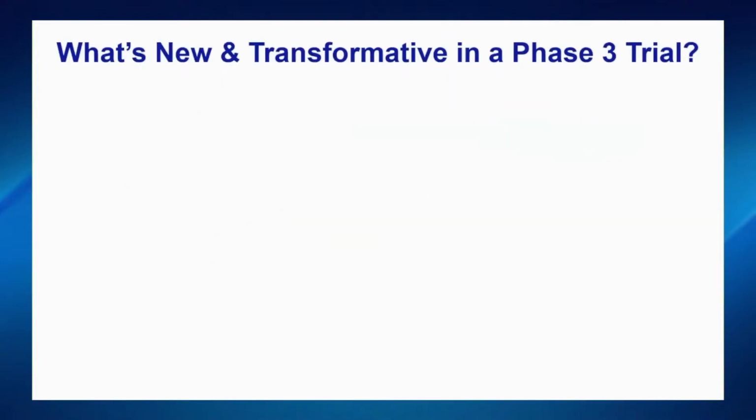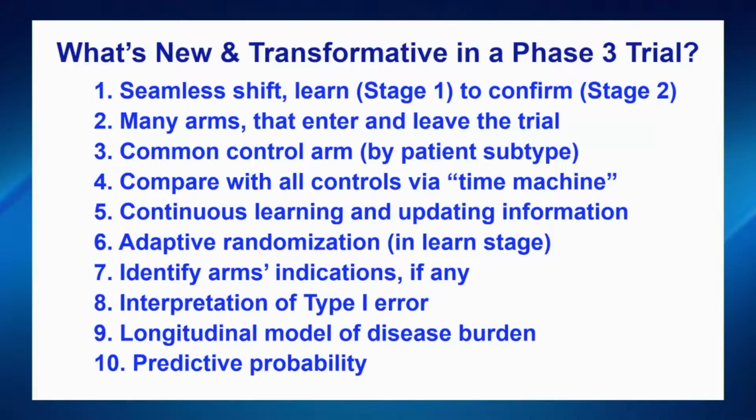So GBM Agile. What's new and transformative in phase 3 trial? And the answer is everything. The FDA has really bent over backwards and given us everything we asked for. It's a seamless shift from the kind of phase 2 part to a small confirmatory trial, stage 2. There are many arms that enter and leave the trial. There's a common control arm. We compare all the controls with this time machine.